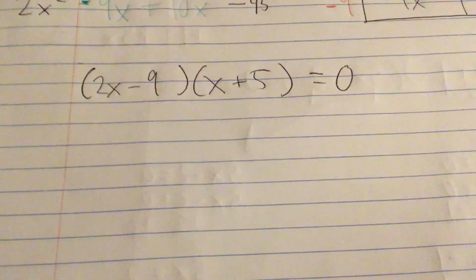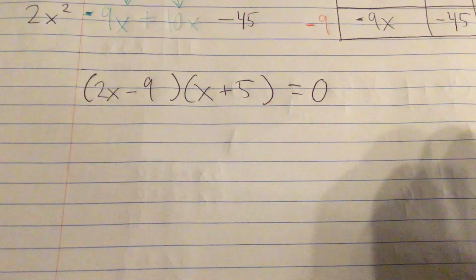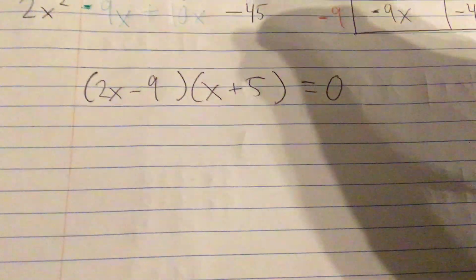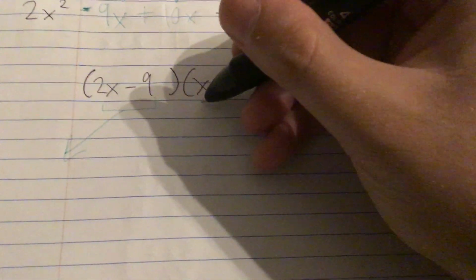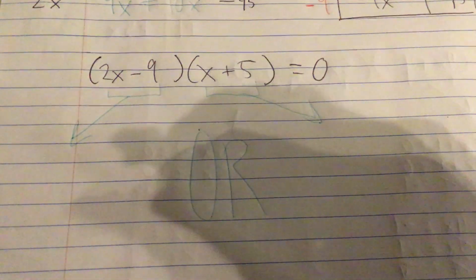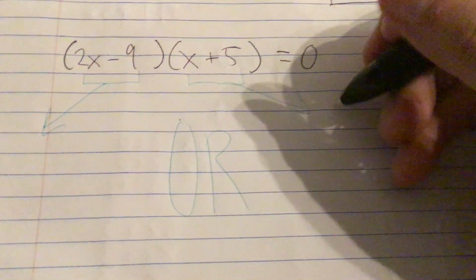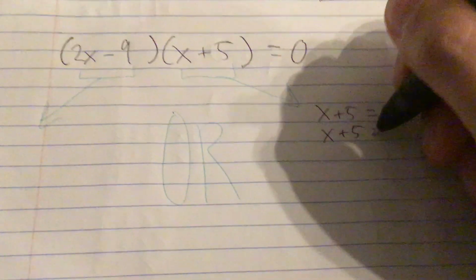So now I've got a multiplication problem. I like a multiplication problem, especially when the product is equal to 0, because that means I can use the zero product principle. The zero product principle accounts for all values of x that make this statement true. So without further ado, we get the left factor and the right factor, and we set them both equal to 0. So we've got x plus 5 equals 0, or 2x minus 9 is equal to 0.